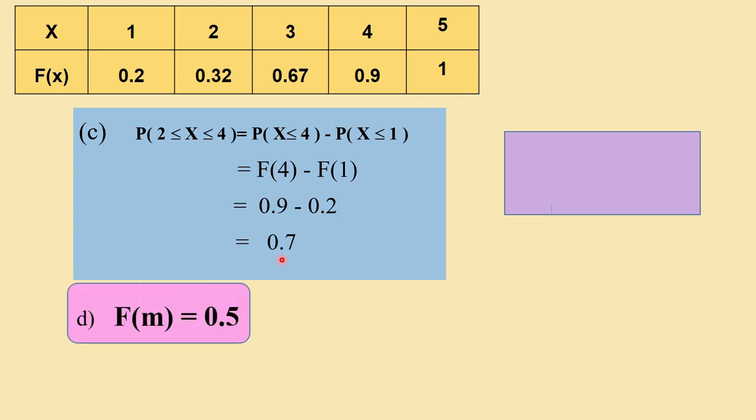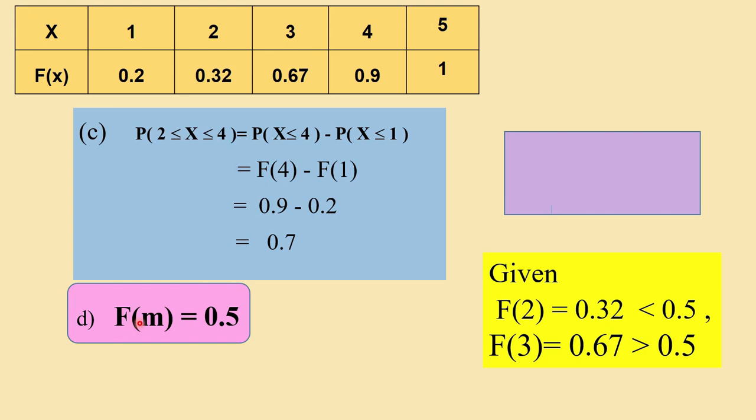D. The question asks for the median. How to find the median? The definition of the median is a value of x where the total of the probability from the beginning up to the point M is equal to 0.5. So we can write capital F M equals 0.5. The CDF until the point M is equal to 0.5, the probability is equal to half. So we need to check here.